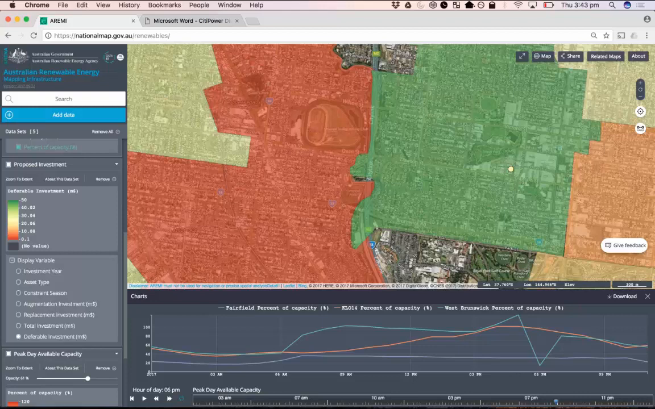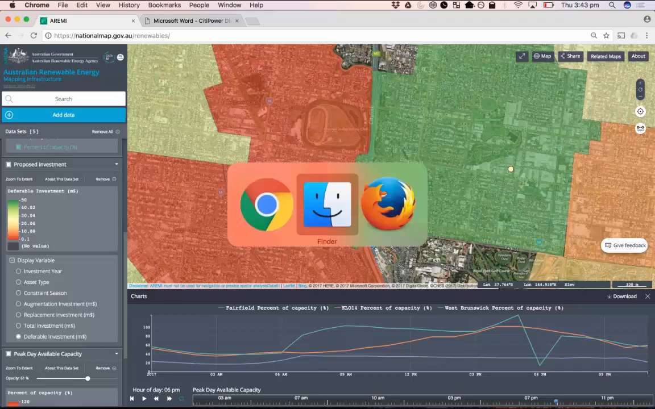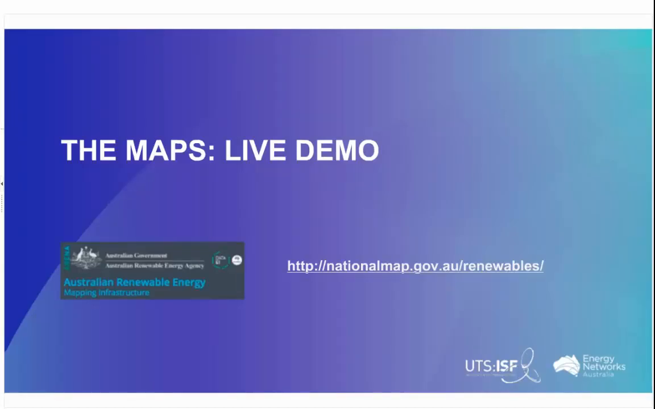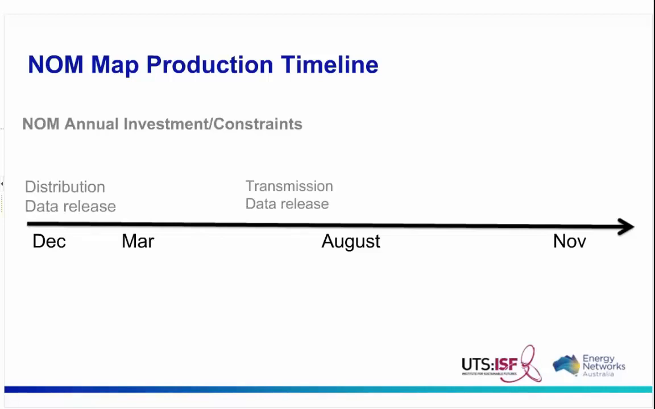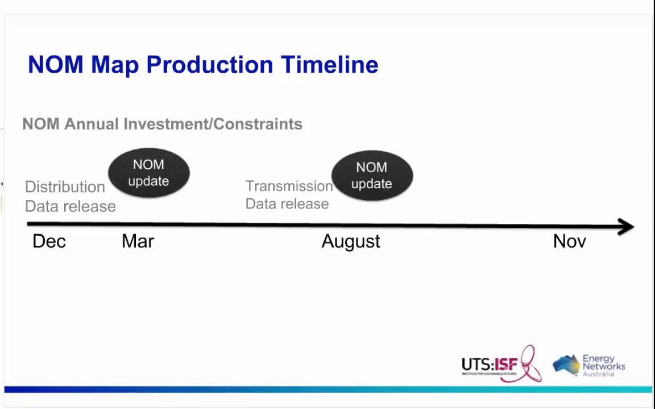Now I might just switch back to our slide deck now that we've come to the end of the live demo. And just to make sure, and this is a crucial factor, that the map production timeline that Stuart was mentioning earlier, the annual investment and constraint maps, there's a distribution data release in December every year and transmission data release in July or June. And so there's 2 NOM updates of those particular map types a year, sort of coming in March and August, September, thereabouts. And then with our new generator connection opportunities, they're just updated as required anytime in an ongoing way.